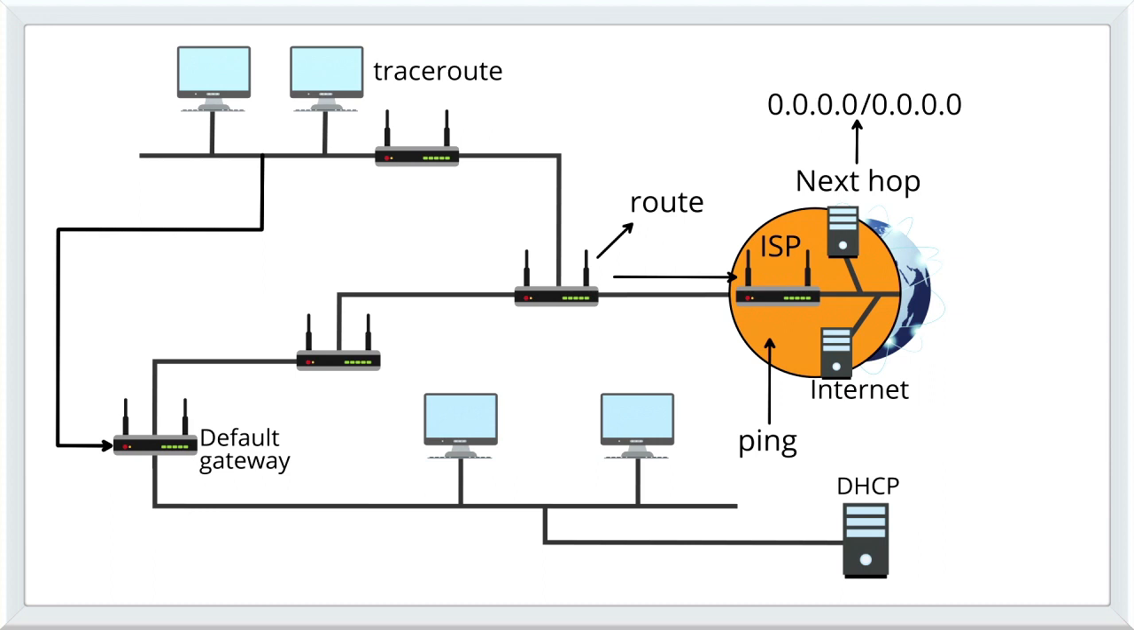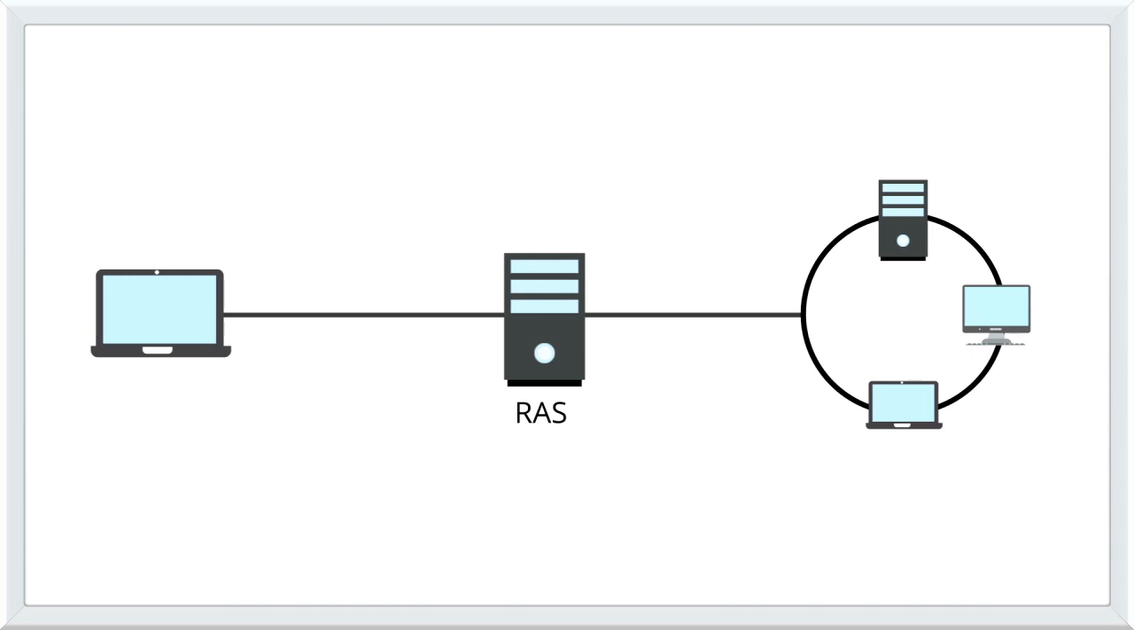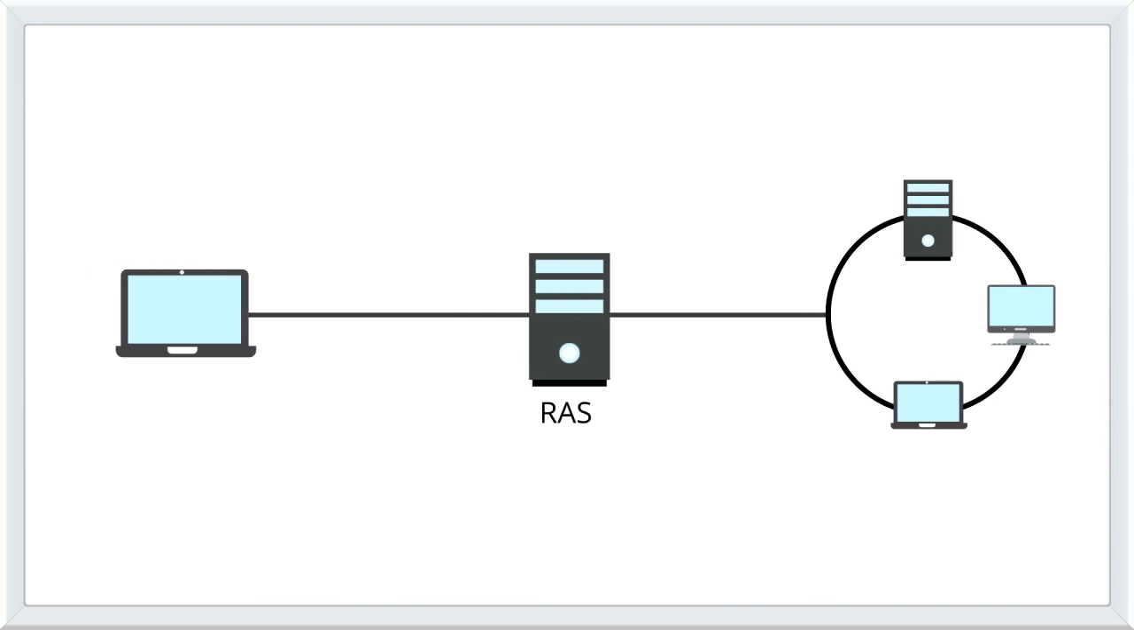A final situation related to routing involves remote access clients. For example, suppose a remote access client can connect to the remote access server but can't access any resources on the private network. In this case, we have a remote access client that connects to the remote access server. The remote access server is connected to the private network and allows access to the resources within the private network.